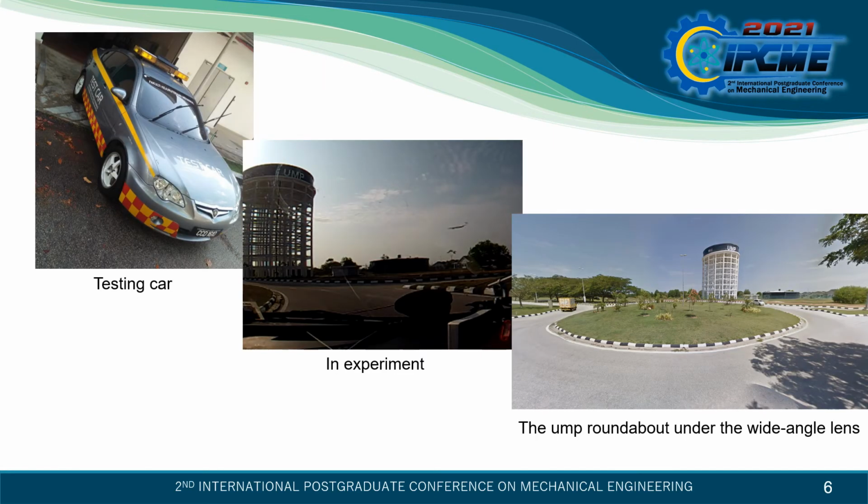Let's see some pictures of the experiment. The left one is the testing car, which is provided by AEC-UMP, and the right one is the UMP roundabout seen with a wide-angle lens. The middle one is during the experiment.